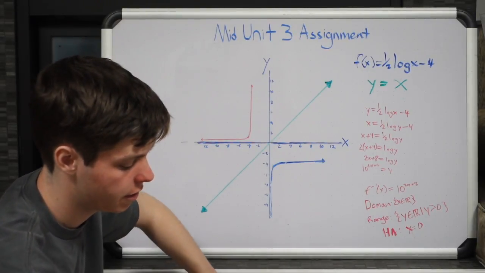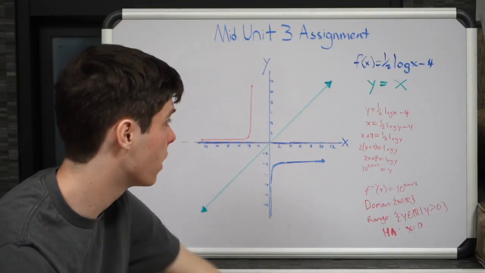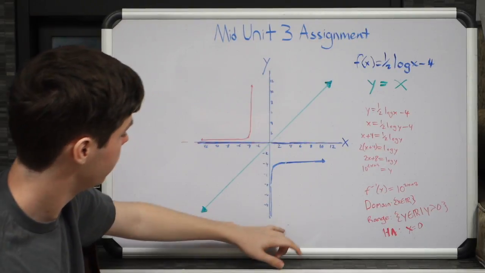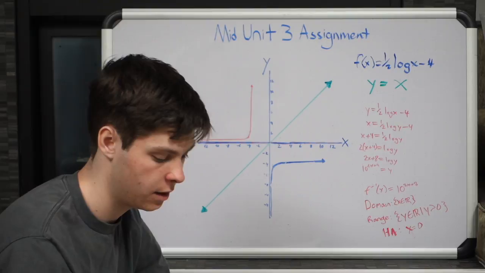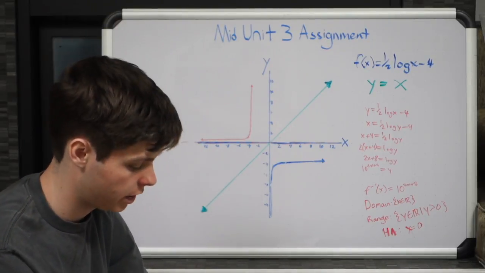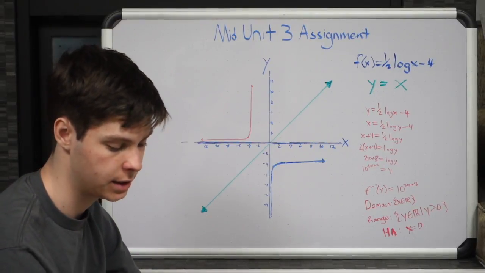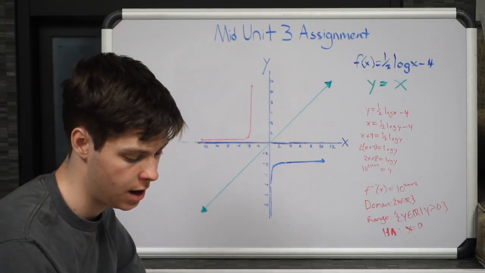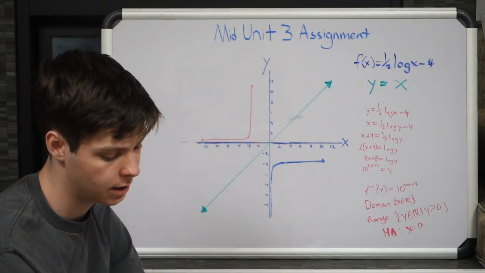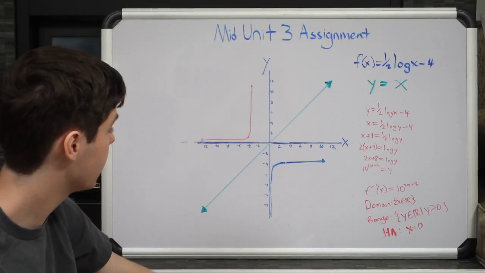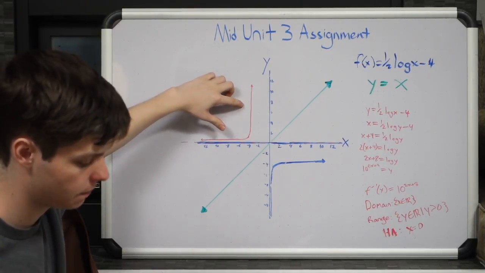Okay, question 3. Graph the function f of x equals 1/2 log x minus 4. So it's in blue right here. So I graphed it. And then part A asks, graph the line y equals x on the same grid. So I graphed y equals x in green. And then part B says, graph the inverse function f negative 1 of x by reflecting f of x in the line y equals x. So I reflected it, and that's in red, so this is the inverse function.